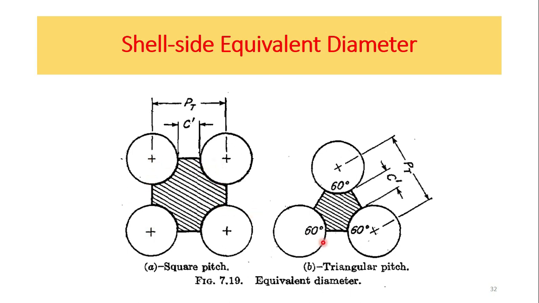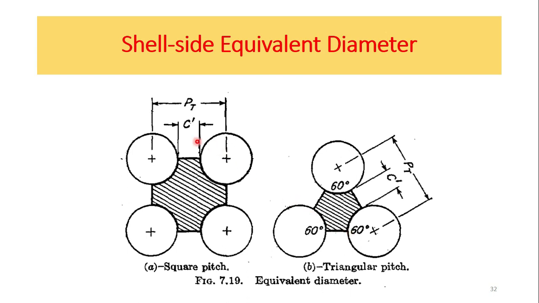So triangular pitch means, if we have a triangle, each corner of the triangle will be at the center of one tube. So in the square pitch we will have 4 tubes because a square has 4 corners. In the triangular pitch we have 3 tubes because we have 3 corners of the triangle. So here the angle would be 90 degrees in the square pitch, and in the triangle obviously we know that the angle is 60 degrees.